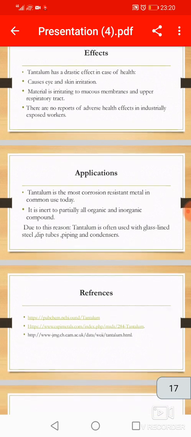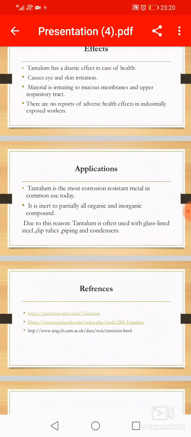Here are some references which include basic information about tantalum.